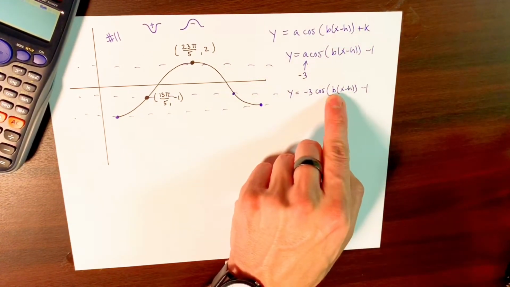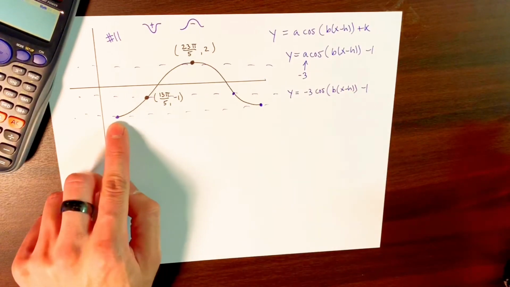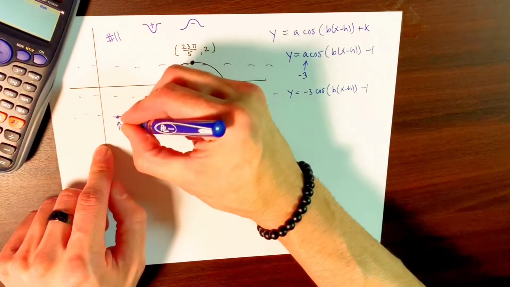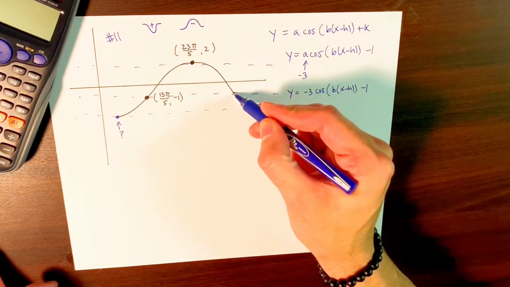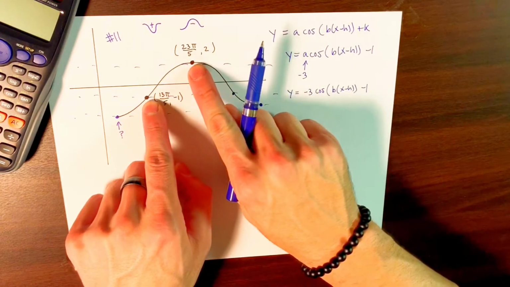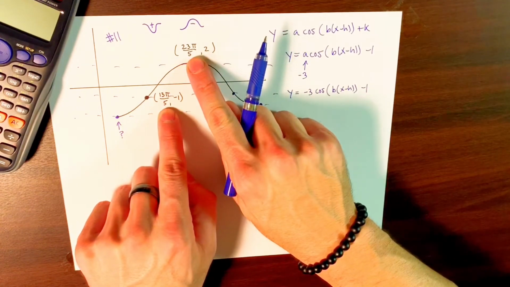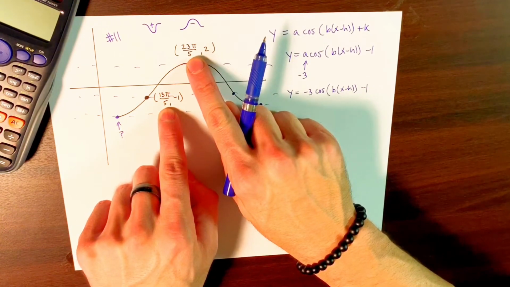Now we need h and b. H is the x coordinate of this point. But that point, there's nothing there, it's empty. This is also empty and this is empty. We only have information for these points here. Now let's turn these into degrees with your Casio calculators.